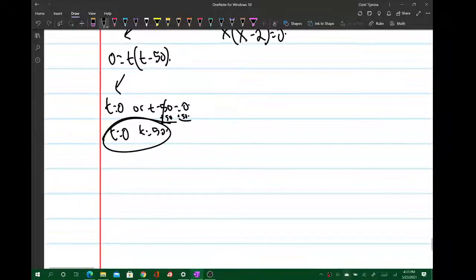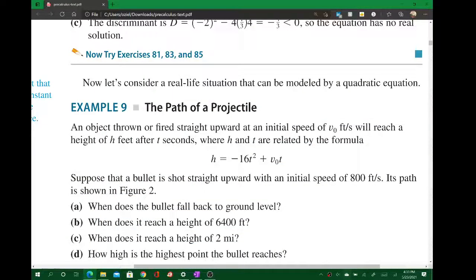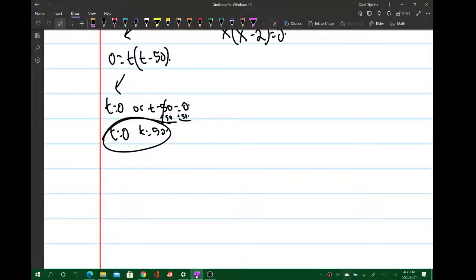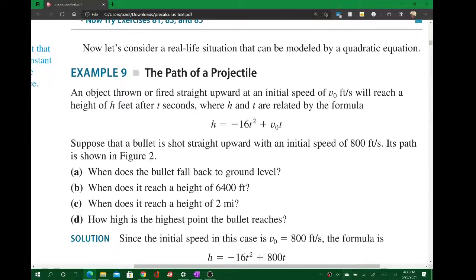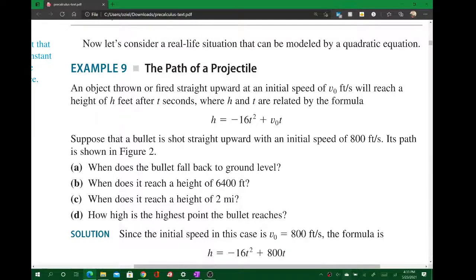So that means the bullet will be at ground level at t equals 0 seconds and t equals 50 seconds, right? And then it's saying, when does it reach a height of 6,400 feet?